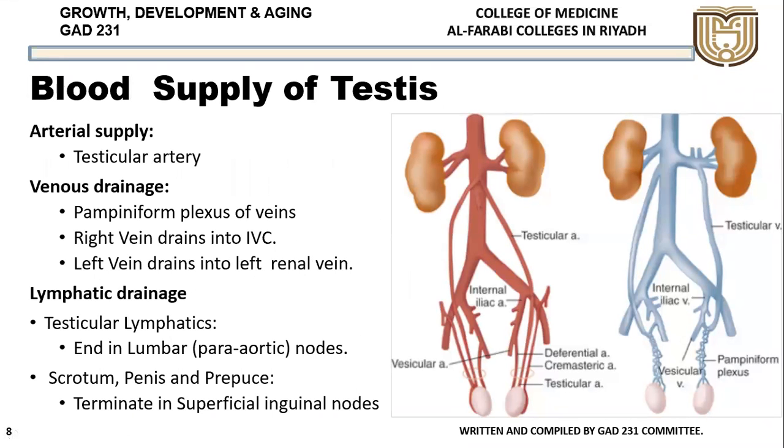Now coming to the blood supply of the testis, it is supplied by the testicular artery. The vein is called the testicular vein. The testicular artery is a direct branch from the abdominal aorta. You can see here on either side, right and left, it comes from the abdominal aorta. But the venous drainage is by the testicular vein, and they have some differences.